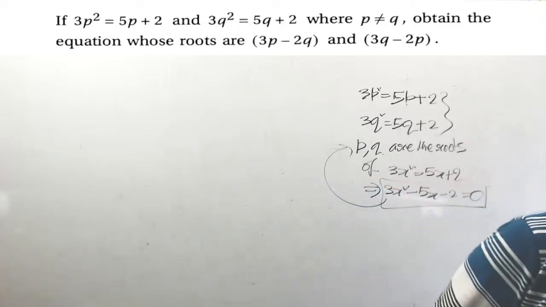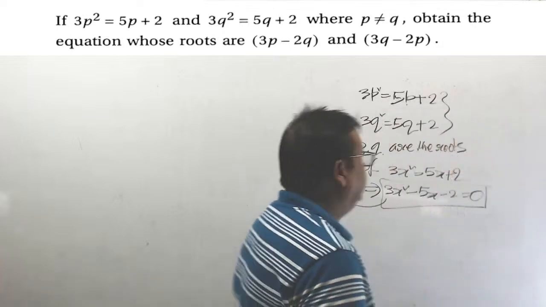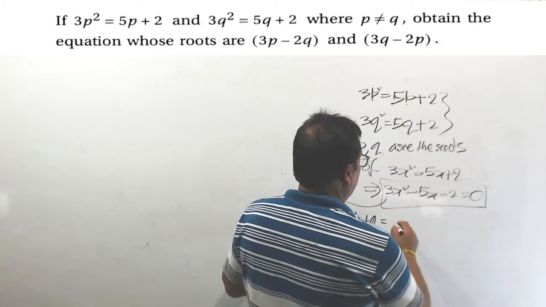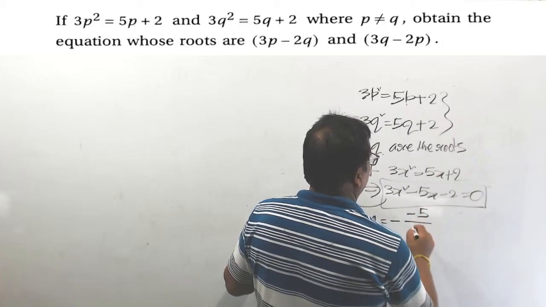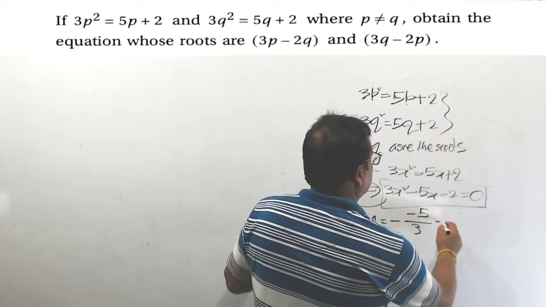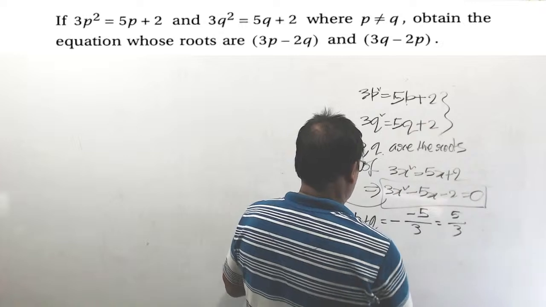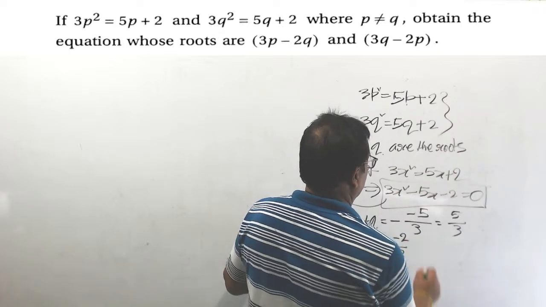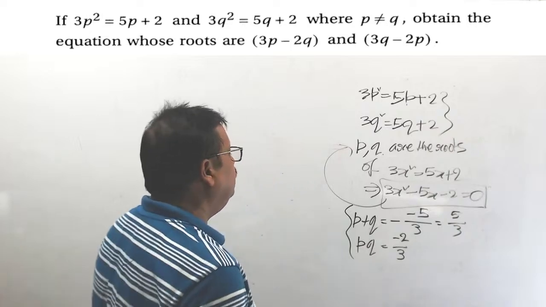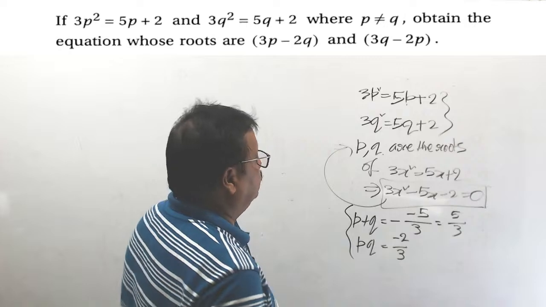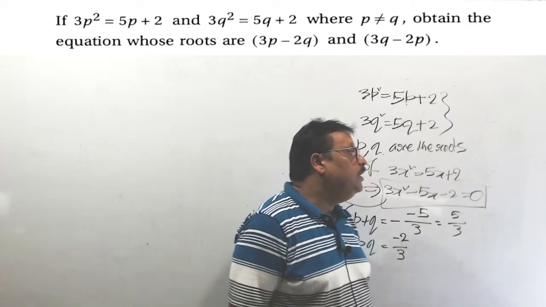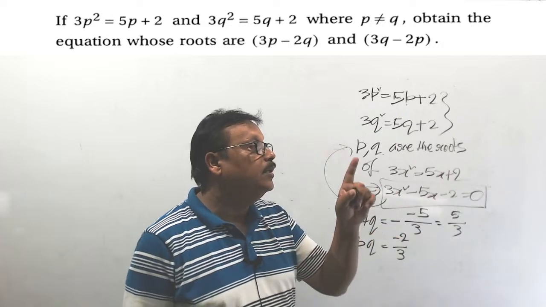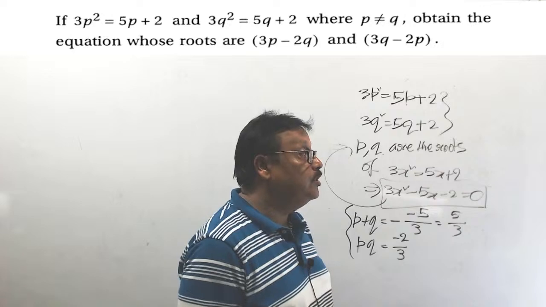Okay. So you have to first find p plus q. What is p plus q? Sum of the roots. p plus q is equal to what? Minus b by a, minus minus 5 by 3. Understood? That means 5 by 3. Product of the roots pq is c by a, minus 2 by 3. Okay. So you got p plus q and pq, the values. Now what to find? The question is, you have to obtain the equation whose roots are 3p minus 2q and 3q minus 2p.